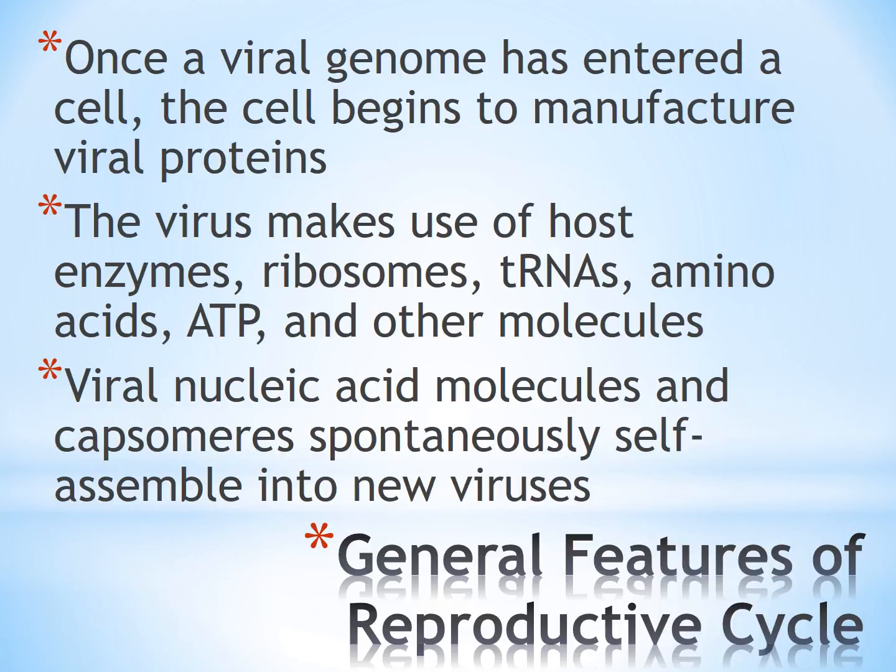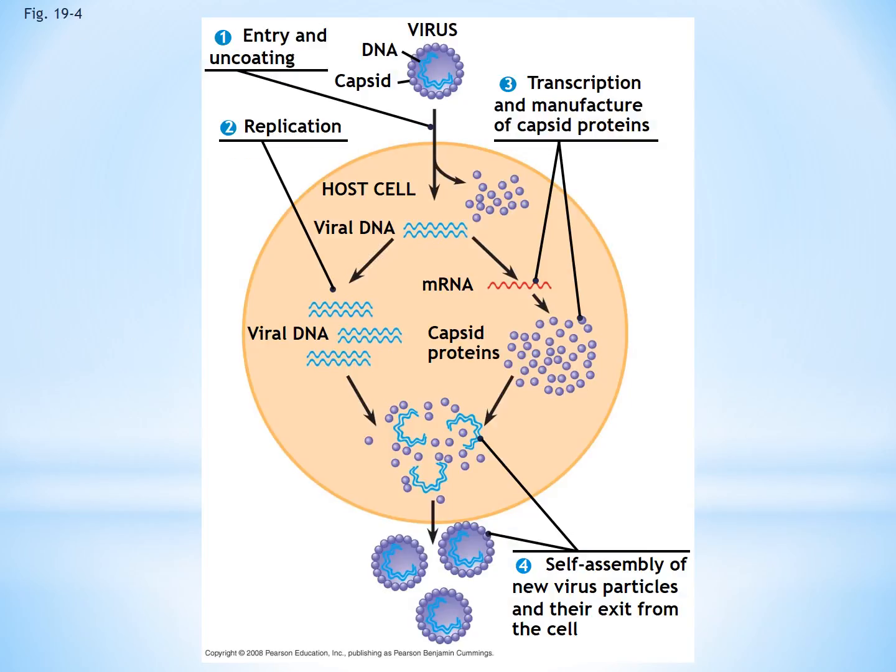So if you were to have a test tube and you were to put the nucleic acids in there and you were to put in the viral proteins, they will automatically bind together and form new viruses, which is really cool. So here you can see the kind of simplified version of the viral reproductive cycle.